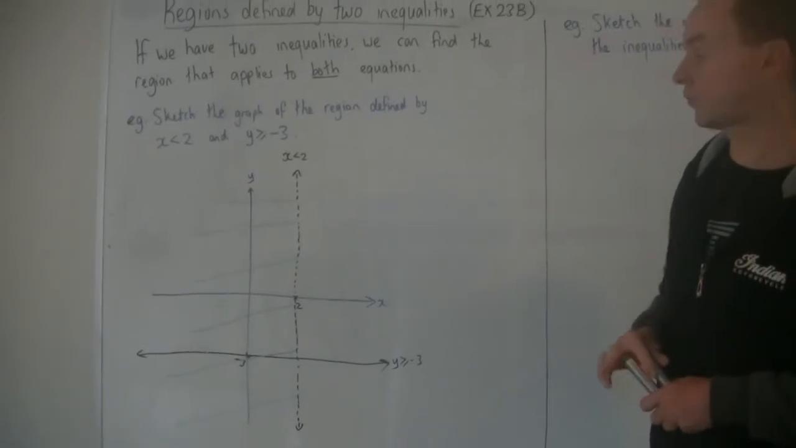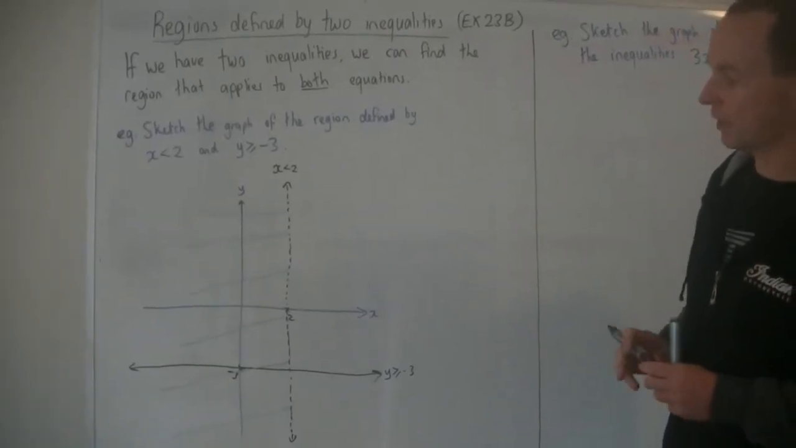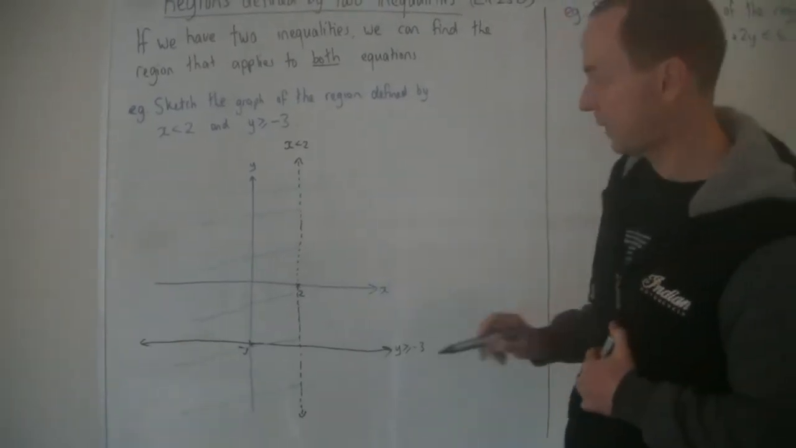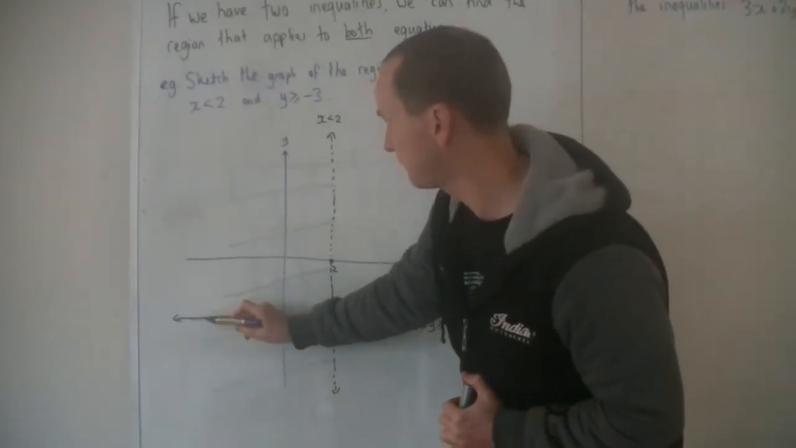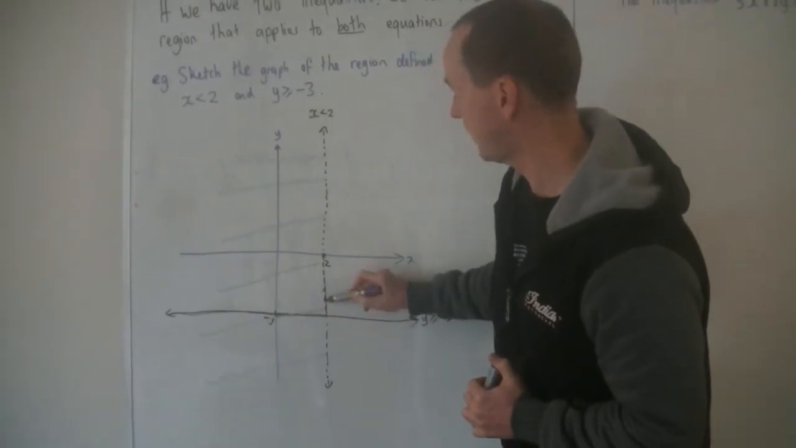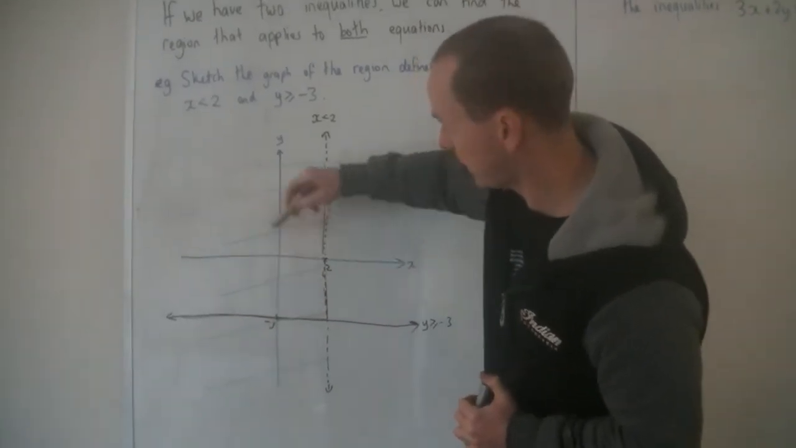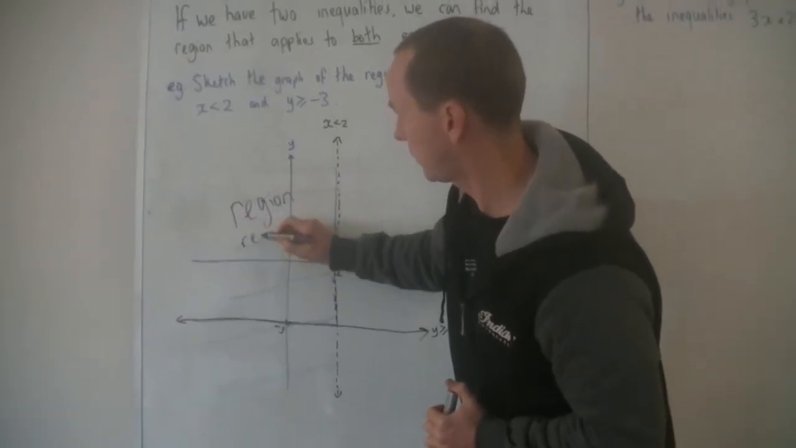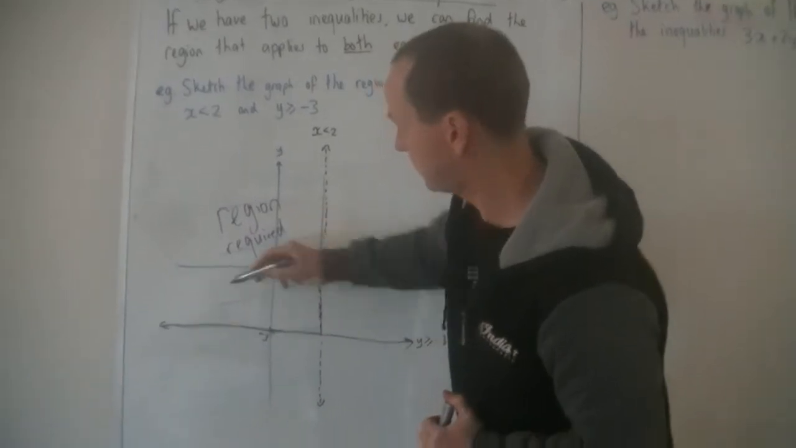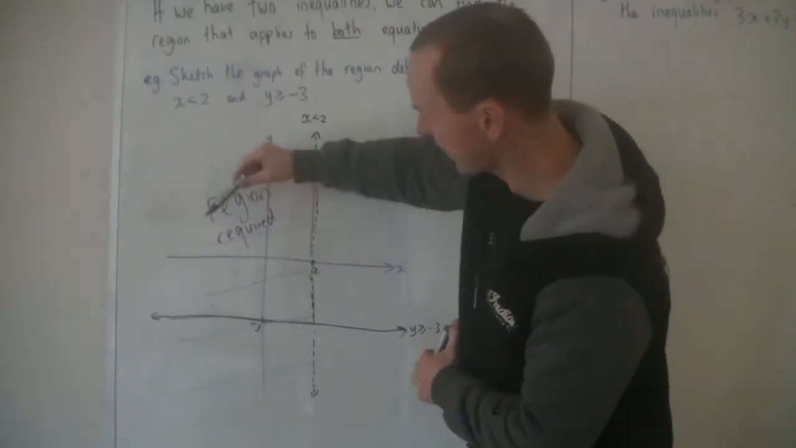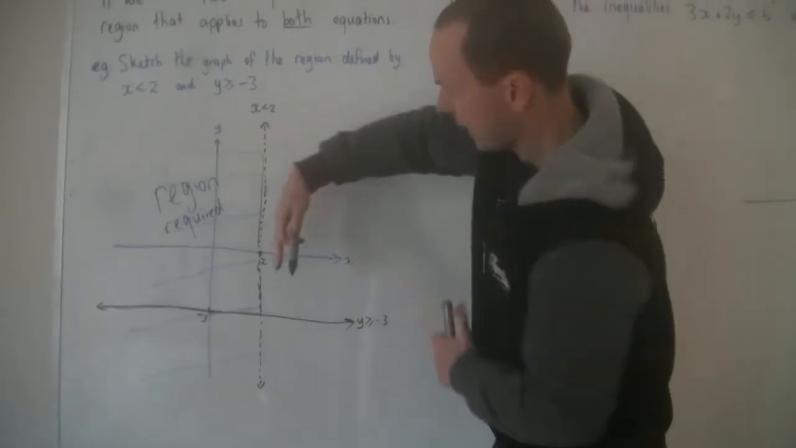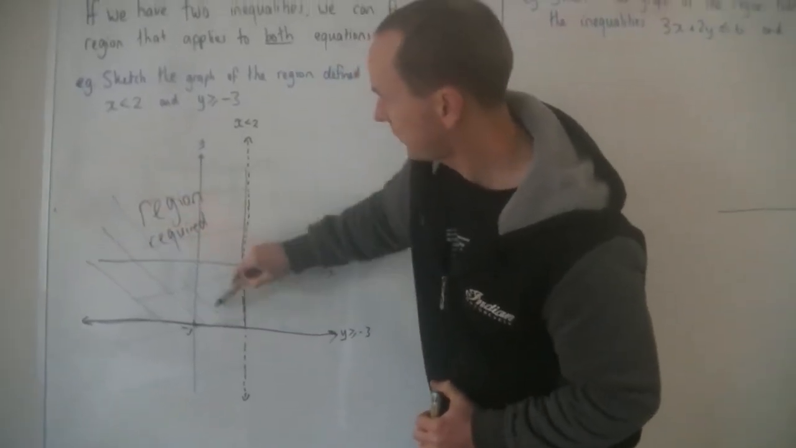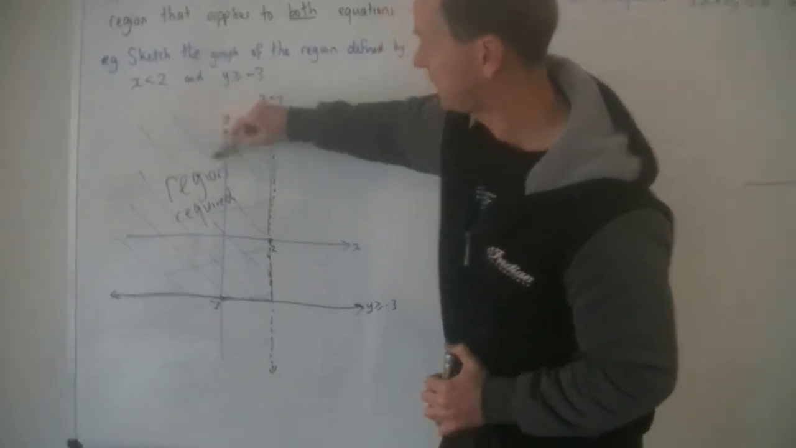Now that we've drawn in our two regions required, where is it that both of the regions required are the same? Where do they overlap? So you can see in this section here. So this section here, we're going to write here, region required is this section here. Can everyone see that? Because it's above that line there, and it's to the left of that line there. So this, and then you can colour it in as well. So this here is the region required.